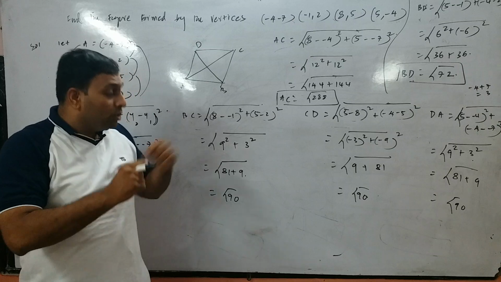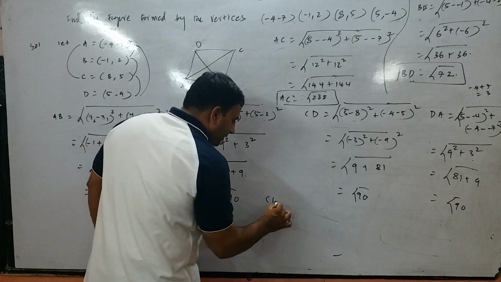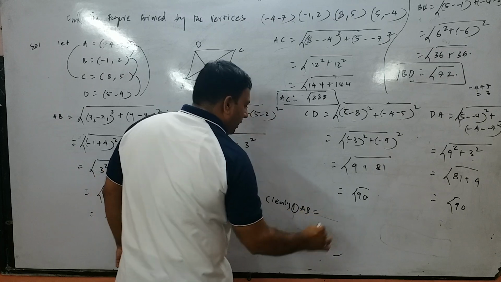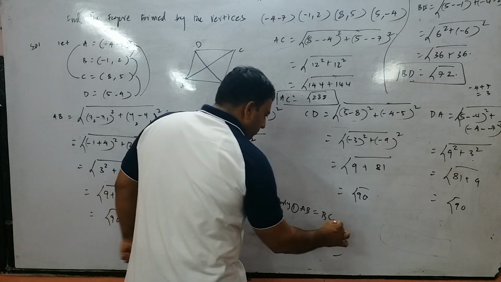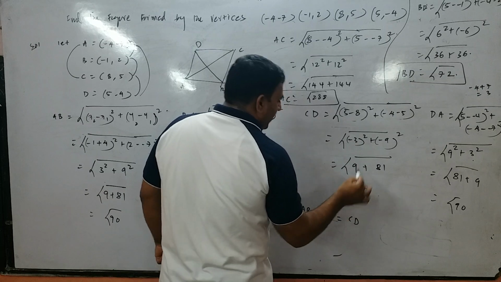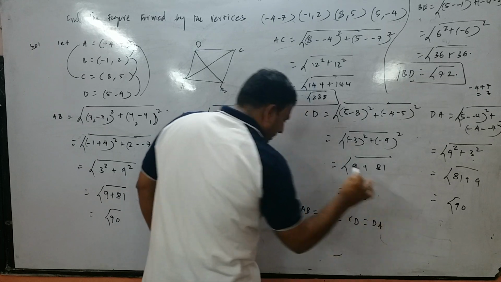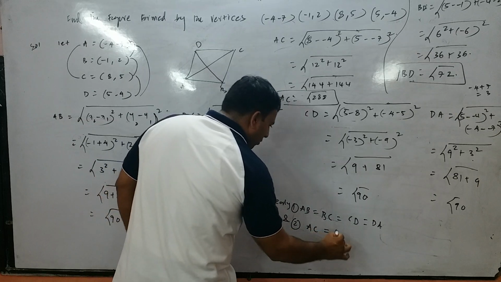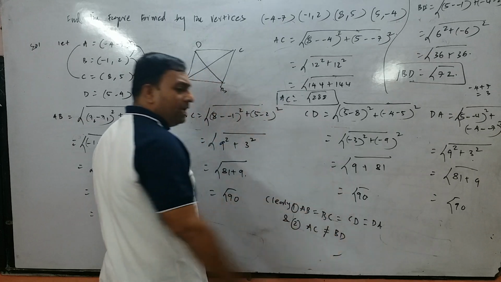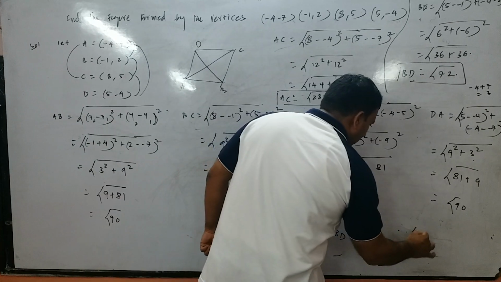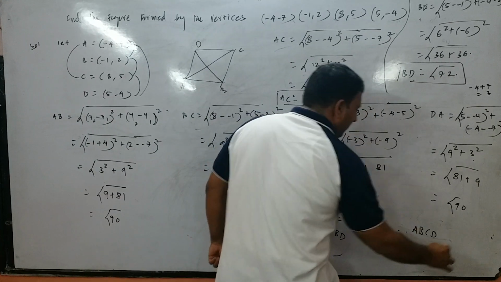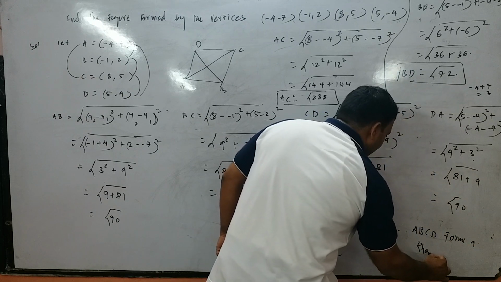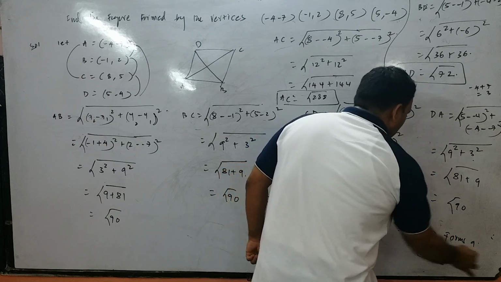But in the exam, you need to mention. You have to write like this clearly. Distance AB, first condition, distance AB is equal to, I'm sorry, BC is equal to CD is equal to DA. First condition satisfied. And second condition, AC, is it equal to BD? No sir, AC not equal to BD. Therefore, ABCD forms a rhombus.